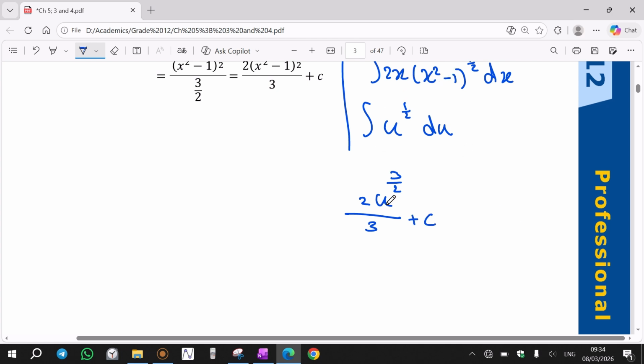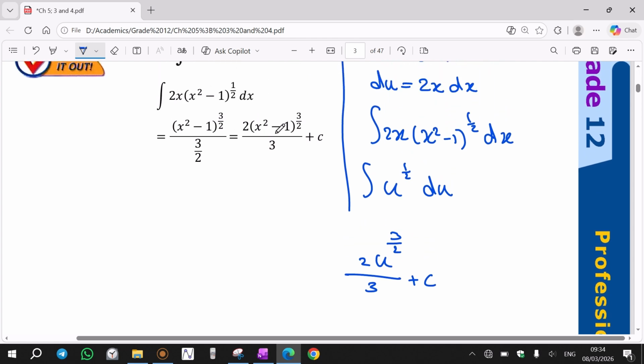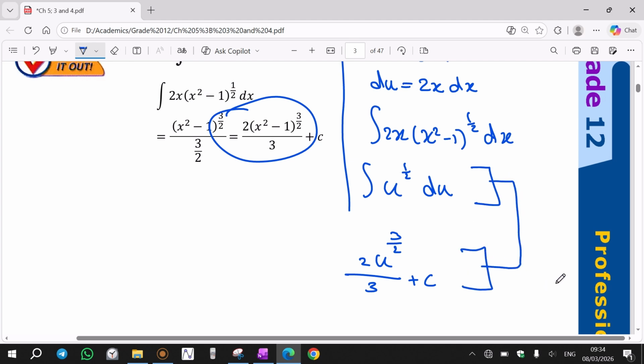Replace the x squared minus 1 with u. We will get the same answer as here. So our target is not to get the final answer as this one, because there's already an easier method to do that. Our main focus is on these two steps, because if these become multiple choice, then you are forced to use substitution.